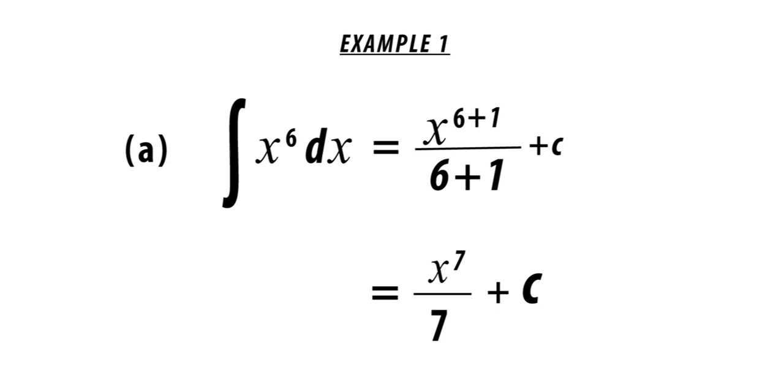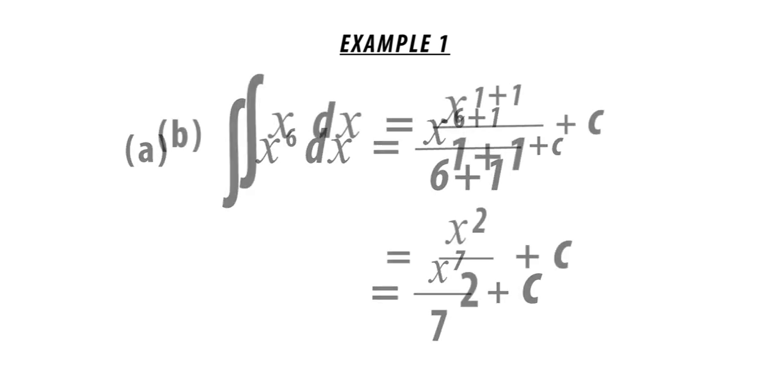The solution is, we are going to use a rule. So the integral of x to the exponent 6 dx, when we integrate, will give us x to the exponent 6 plus 1 divided by 6 plus 1 plus c. We simplify this and we have x to the exponent 7 divided by 7 plus c, where c is a constant of integration.